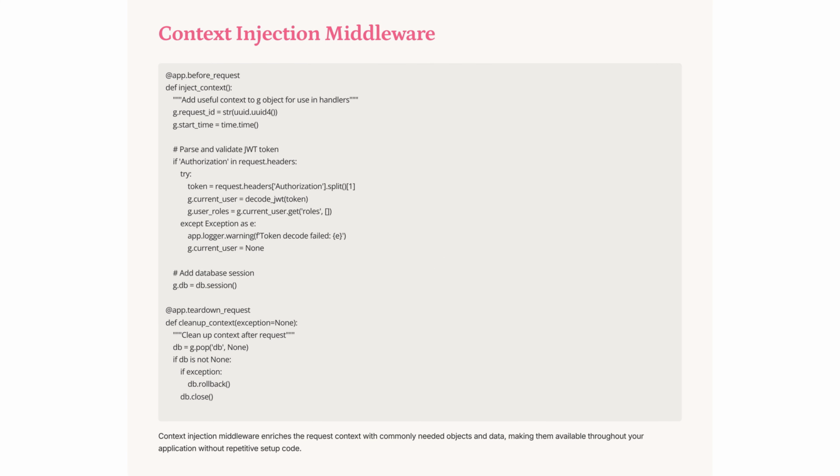Context injection middleware enhances request handling by adding a unique request ID, start time, and user authentication details to the g object. It also manages database sessions efficiently, ensuring they are closed or rolled back as needed. This approach streamlines access to essential data across your application, reducing repetitive code and improving maintainability.